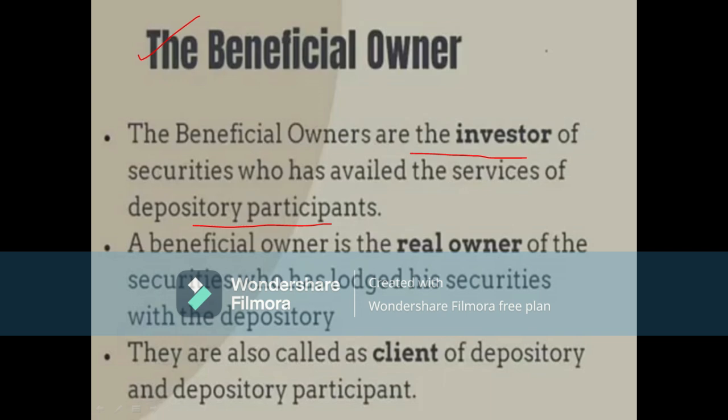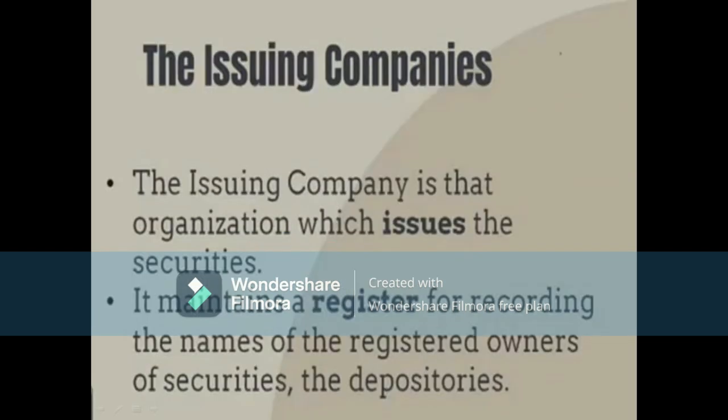A beneficial owner is the real owner of the securities who has lodged his securities with the depository. Lodging is nothing but giving his securities to the record keeper. He is giving all his securities within the depository. They are also called clients of the depository and depository participant. So the beneficial owner, the investor, can also be named a client of depositories or depository participants.